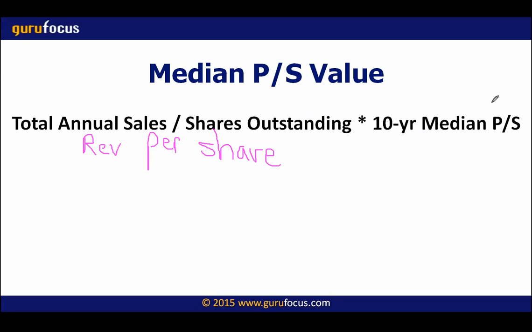And then, what price to sales figure does this company generally trade at? Is it an industry leader? Is it a laggard? Do they generally trade at 3 times price to sales? Or 1.5 times? It takes the 10-year median, so you have a full business cycle there, where they average out, and multiplies by the revenue per share to give you a projected value based on this metric.